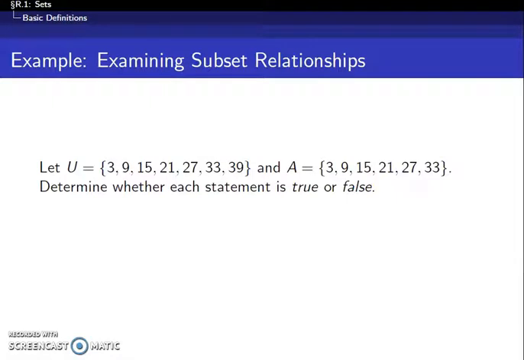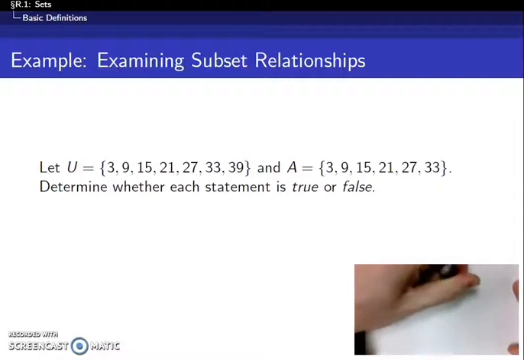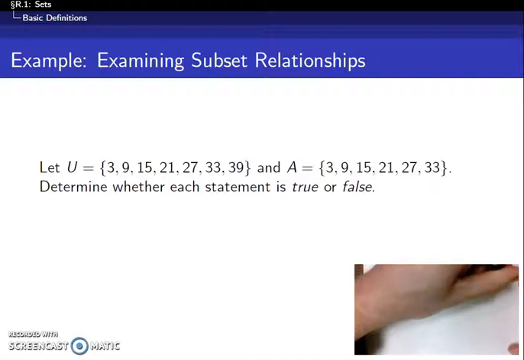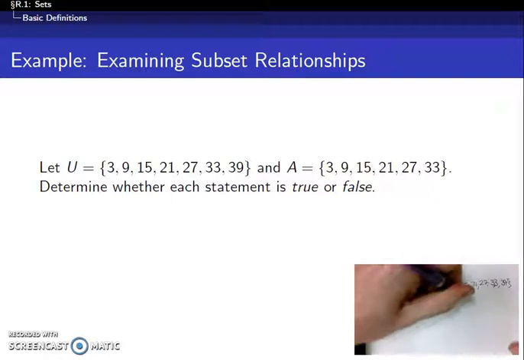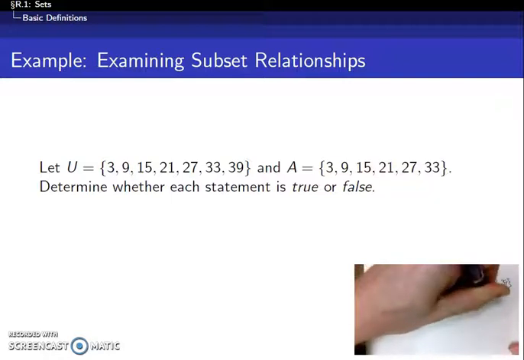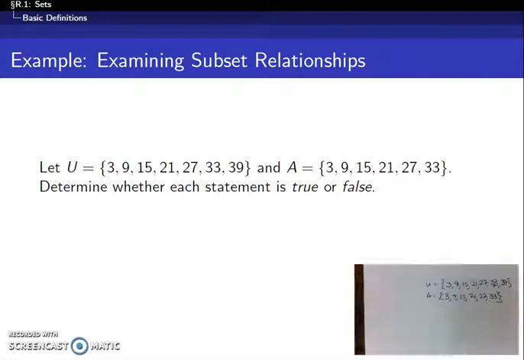Alright. So if we let U equal the elements 3, 9, 15, 21, 27, 33, and 39, and A equal the elements 3, 9, 15, 21, 27, and 33, we're asked to determine whether each statement is true or false.